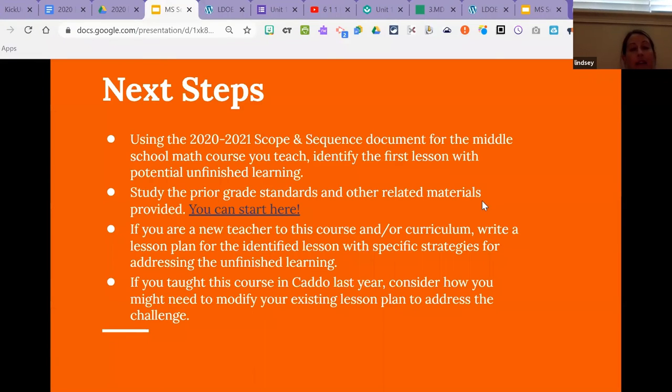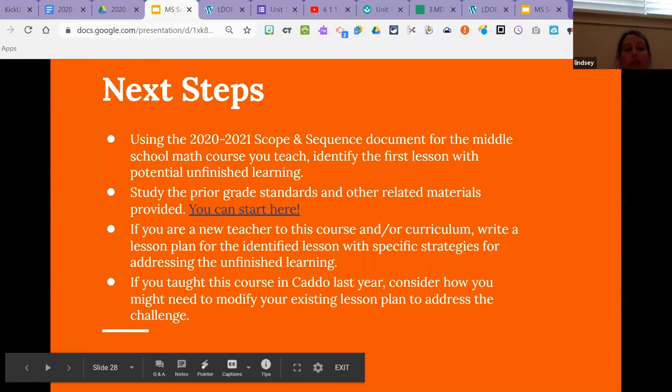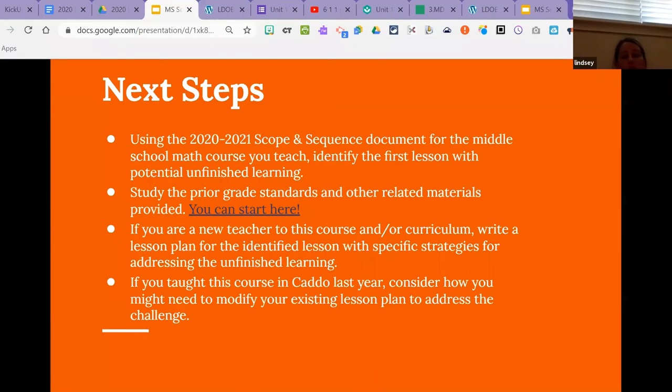All right, so the next step, we're going to use the 2020-2021 scope and sequence document for the middle school math course to identify the first lesson with potential unfinished learning. We're going to study the prior grade standards and other related materials, and there's a link to get started on that. If you're new to teaching this course or curriculum, you write lesson plans for the identified lesson with specific strategies for addressing the unfinished learning. And if you taught this course in Caddo last year, consider how you might need to modify your existing lesson plan to address the challenge.